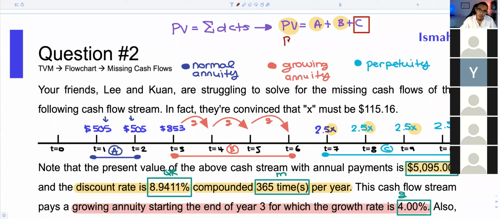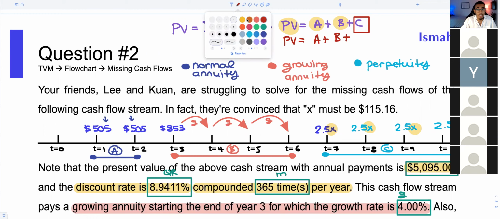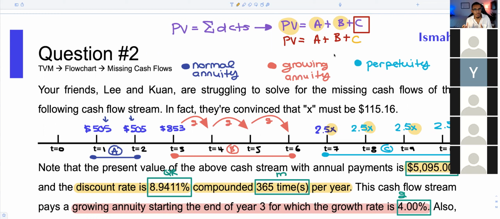So if we know the present value, we know A, and we know B, it becomes very easy for us to solve for C. Exactly. So that's going to be our mission. Our mission now is to figure out the answer for A, figure out the answer for B, simplify C, and then put all of that together and solve for C, C obviously being X. It's as easy as that. So that's going to be our mission for the next 10 to 15 minutes together.